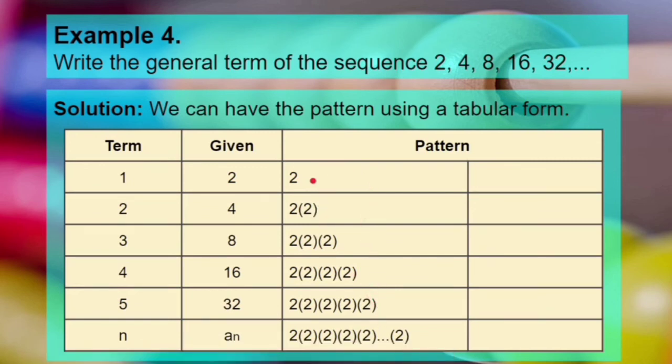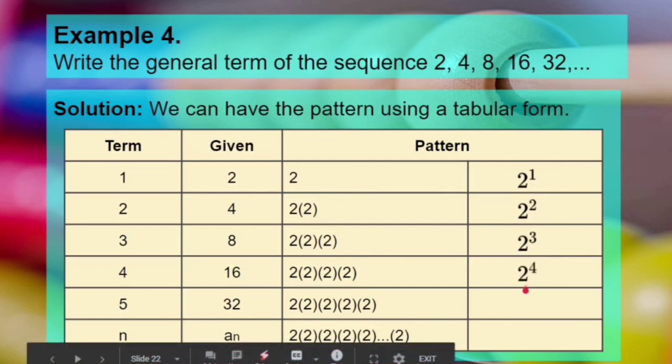So if you will notice, since the first term is 2 and the factors that we multiply is also 2, we can now express this as a power of 2. So for the first term, that is 2 raised to 1. For the second term, 2 times 2, so we use 2 as factors twice, so that is 2 raised to 2. For the third term, 2 raised to 3. Fourth term is 2 raised to 4. The fifth term is 2 raised to 5.